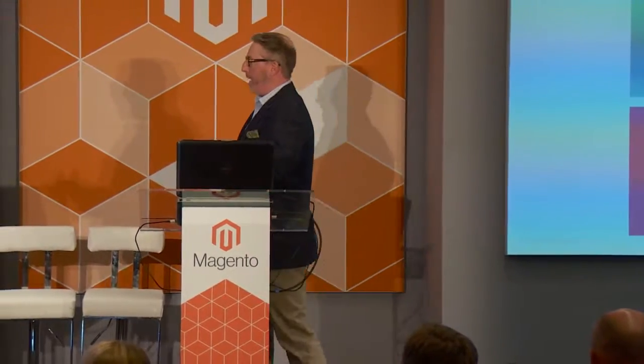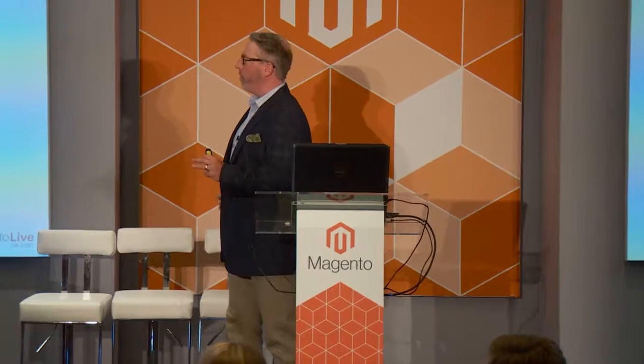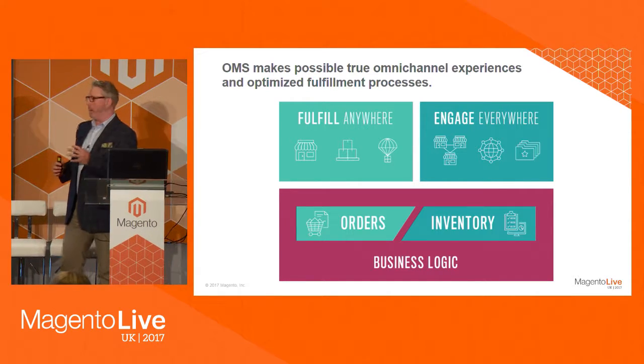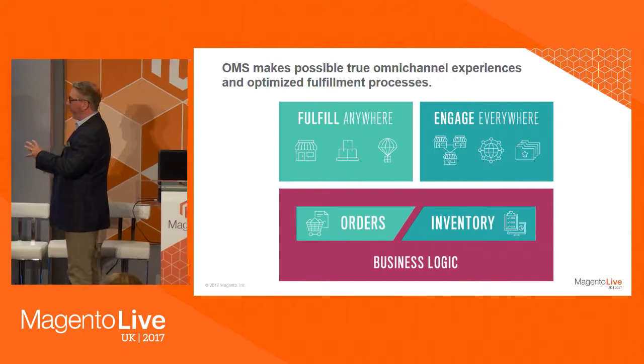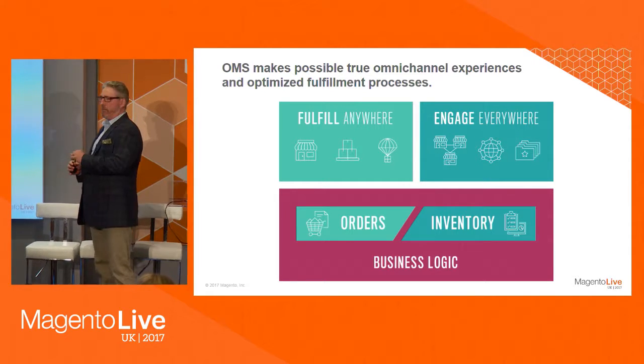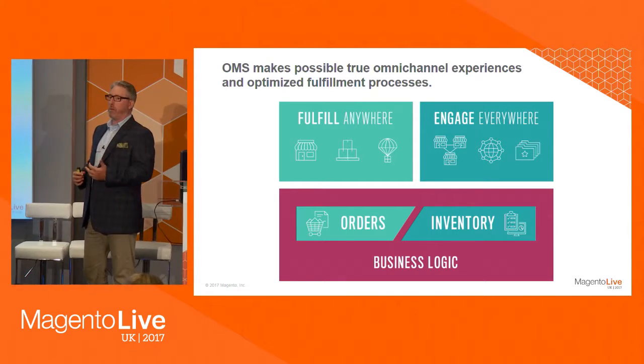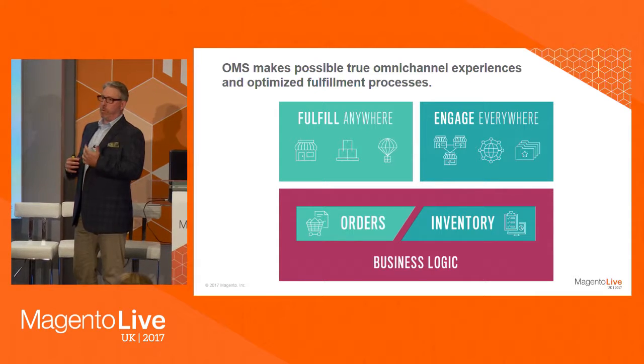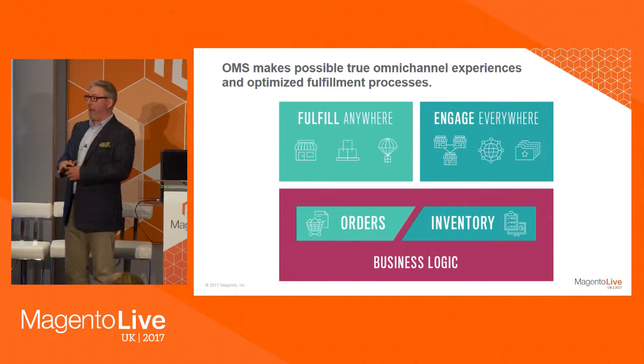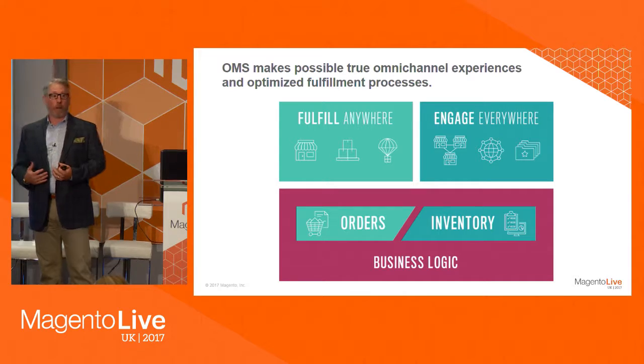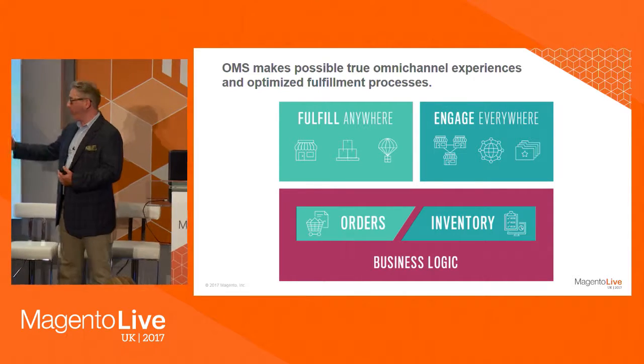So what we're going to talk about today is the highest level view of what order management is and what it enables, right? At its core, this red box here, it's all about orders and inventory. It really starts with inventory. Us order management people say order management isn't named properly. It's really about inventory.